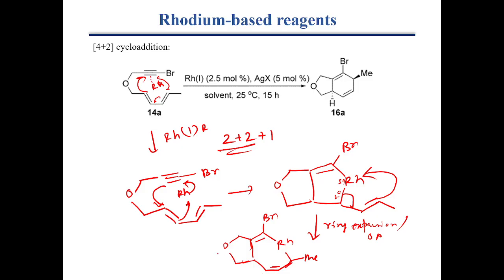This will form. Now reductive elimination of the rhodium happens. This will directly react with this one and this bond will break, giving the 4 plus 2 type of product, with the bromo and the methyl. So this is the 4 plus 2 type of product.